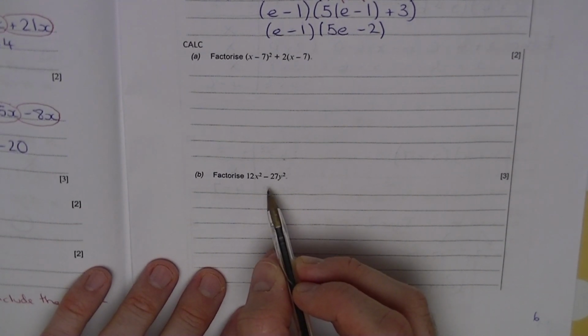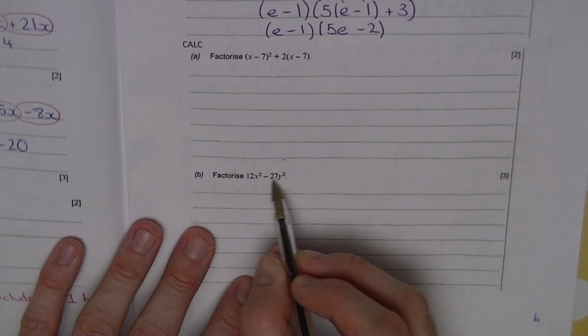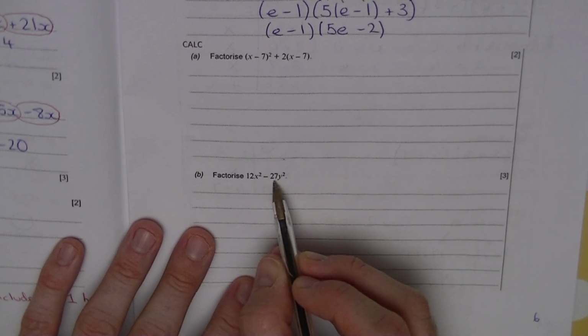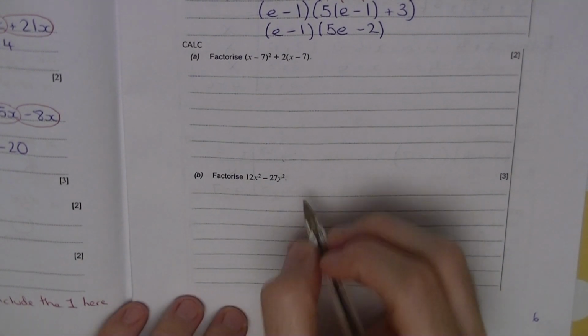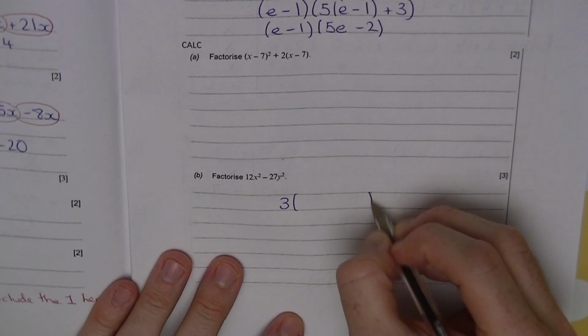Looking at it being a difference of two squares, because I've got the x squared minus the y squared. However, neither of those numbers are square numbers. 12 is not a square number. 27 is not a square number. So it's got to be a type 1. What's the biggest number that goes into 12 that also goes into 27? A little bit of thought, and you'd come up with the fact that's 3. That is all that can come out of there, is 3.